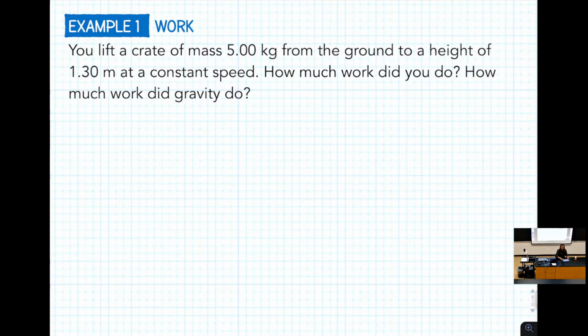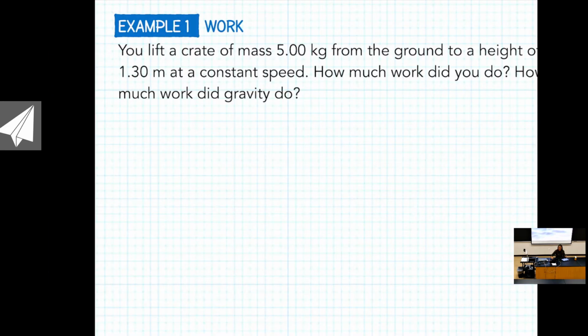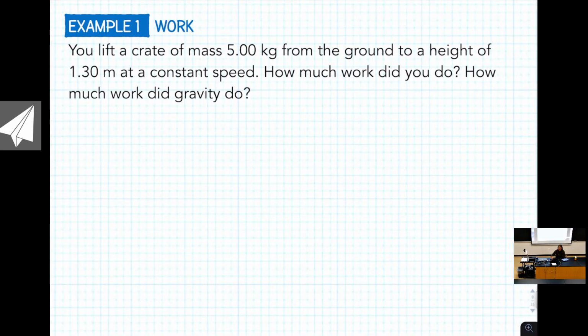Let's say we lift a crate of mass 5 kilograms from the ground to a height of 1.3 meters at a constant speed. Okay, why do you think we need a constant speed? What do we not have then? Acceleration, yeah. So just to make things simple, this constant speed means we don't have acceleration. Okay. So we'll draw the picture.